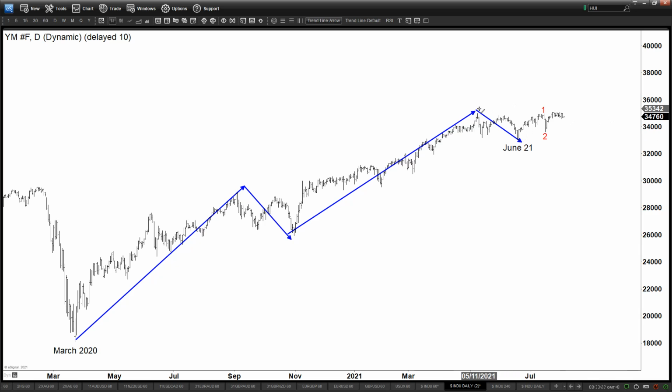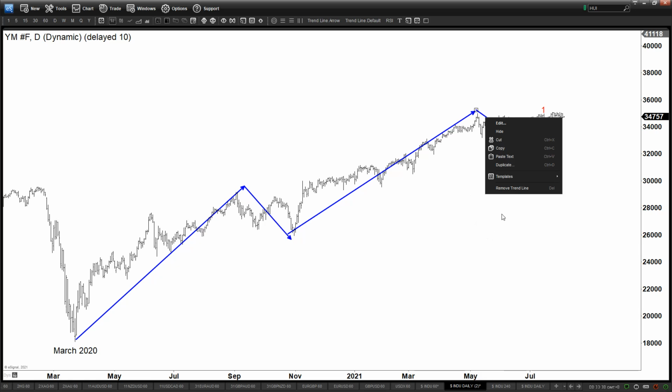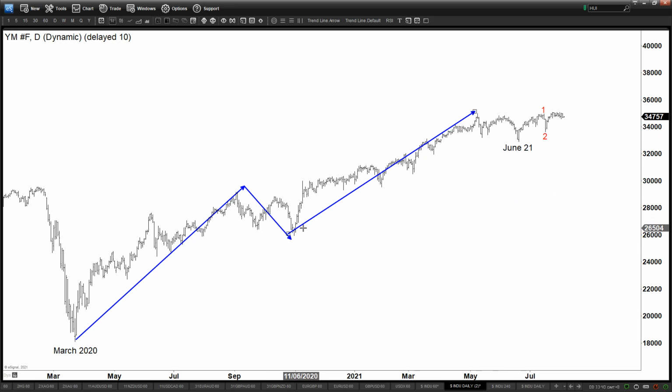On alternate, for example, it could be an expanded flat from here, A, B, C. That's a possibility, right? You could be doing an A, B, C expanded flat from May, but then you don't speculate on a flat against the trend. You just don't. You have a low probability if you start doing something like that. Okay, and so you need to call it what it is.